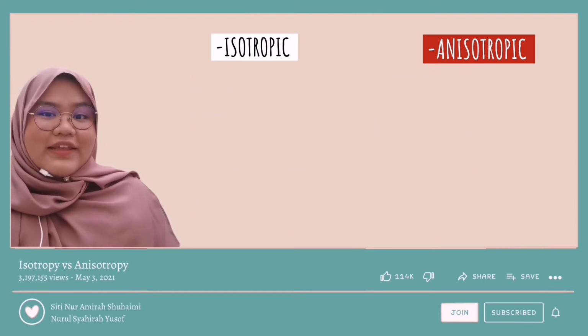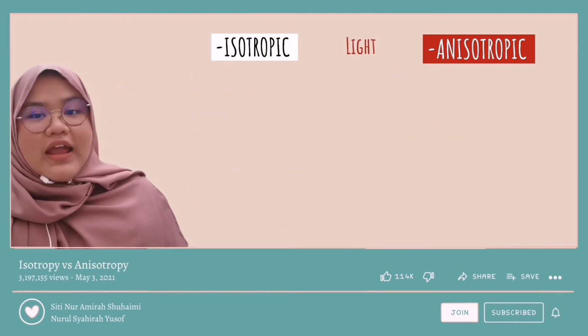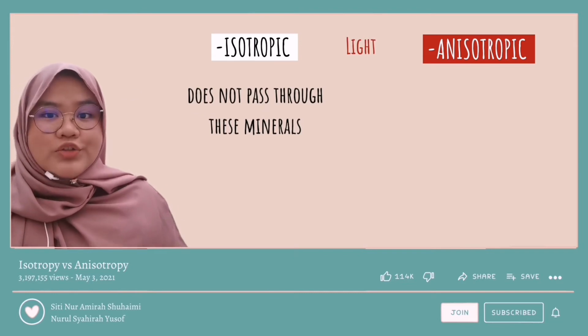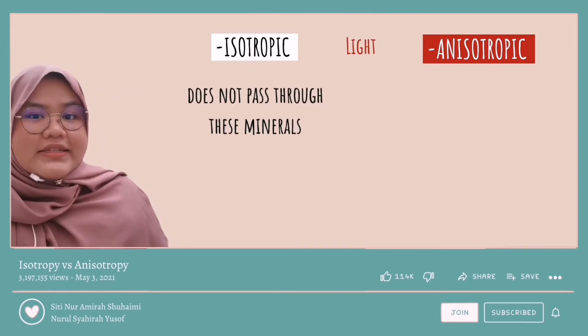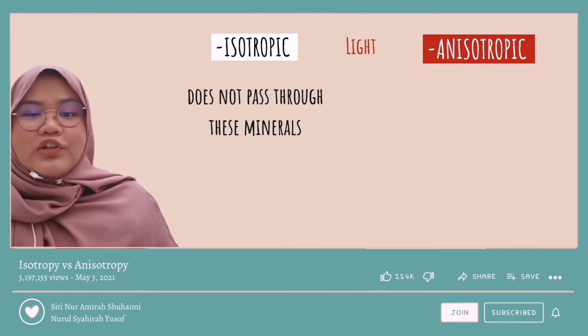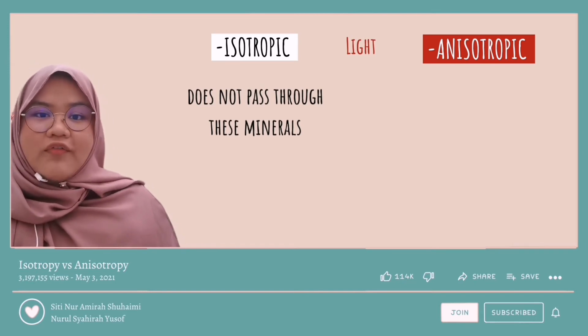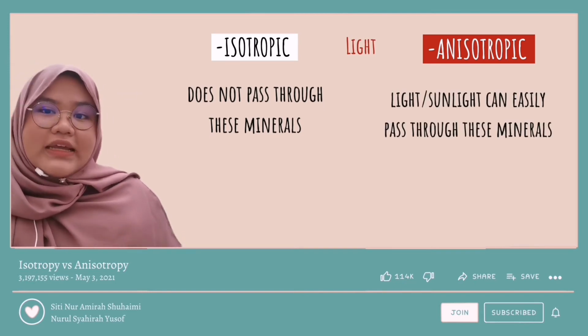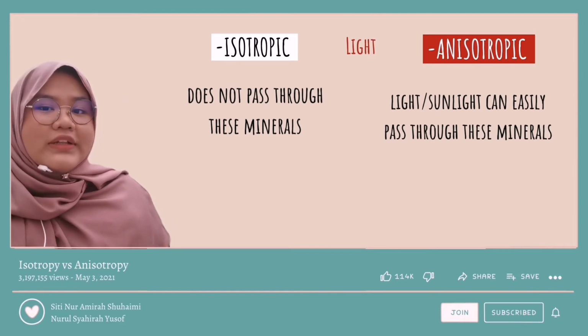Next, let's look at the differences in light. The light in isotropy does not pass through these minerals since they have equal composition, but due to the difference in composition of anisotropy, light or sunlight can easily pass through these minerals.